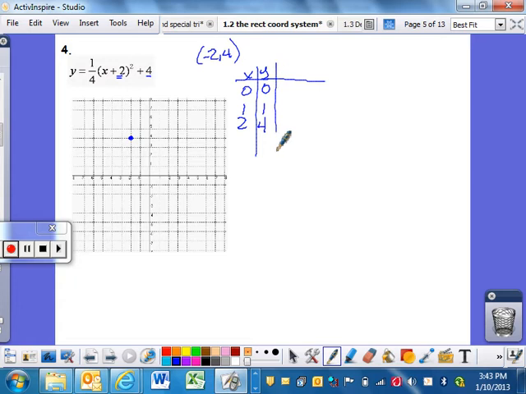Now, most of you should have seen that before. If not, we'll work on it in class. Okay, except this time I have an a value. That's going to affect how wide or narrow my graph's going to be. So I just need to multiply all my y values by 1/4. Well, that's still 0, but instead of 1, 1 times 1/4 is 1/4. 1/4 times 4 is 1. And you kind of disregard this guy now.